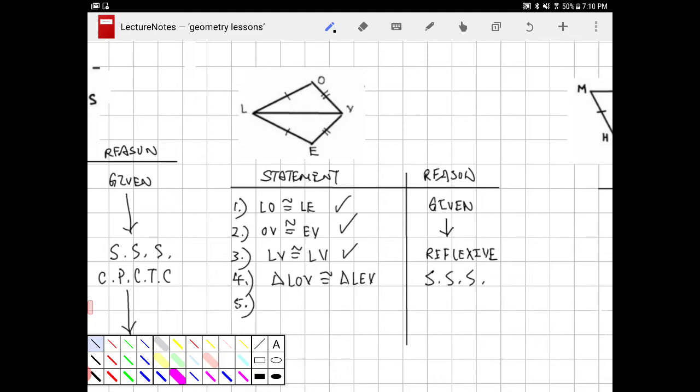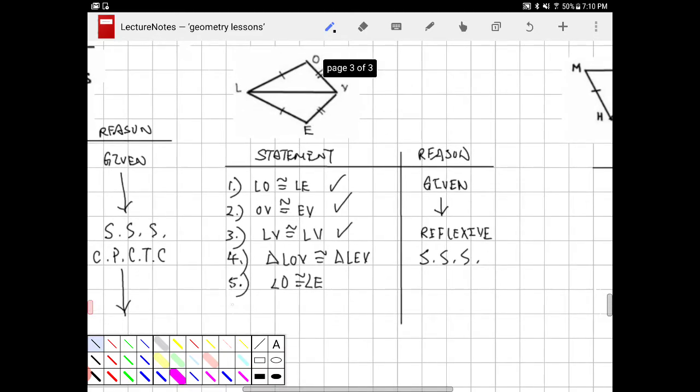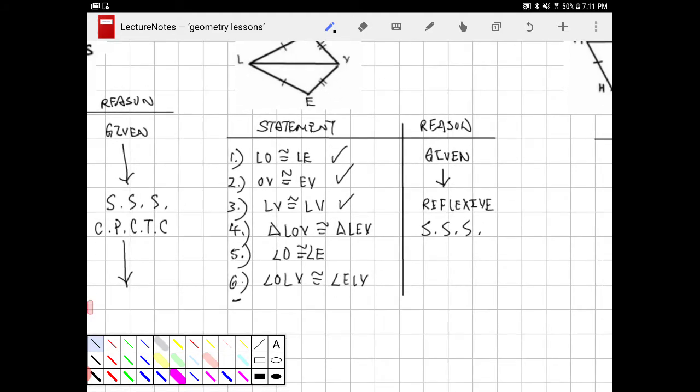I know, based on this, that angle O is congruent to angle E. I also know that angle OLV is congruent to angle ELV. And I also know that angle OVL is congruent to angle EVL. And why is this true? Oh yeah, because corresponding parts of congruent triangles are congruent, and all three of these have the same reason.